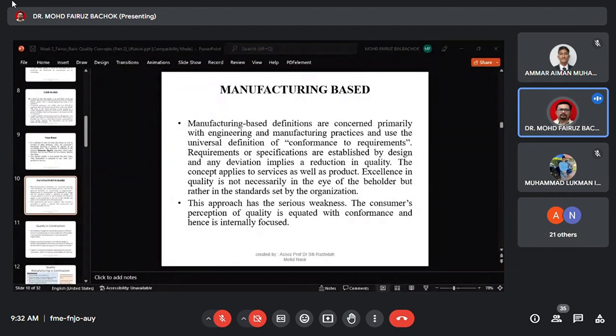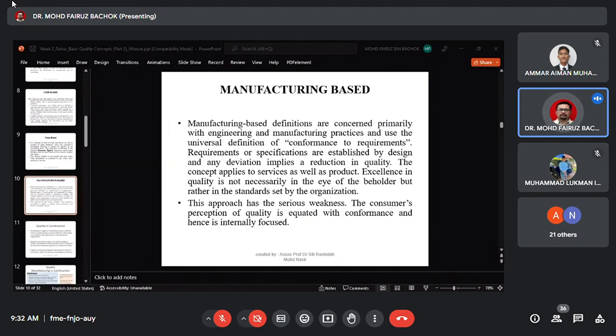manufacturing-based, which is defined as being concerned primarily with engineering and manufacturing practice, with the universal definition of conformity to the requirement. It means if you are going to use this approach, you need to make sure that the product you are going to produce or develop conforms to the requirement, conforms to the standard. Once your product conforms to the standard or requirement, then your product is considered a quality product.